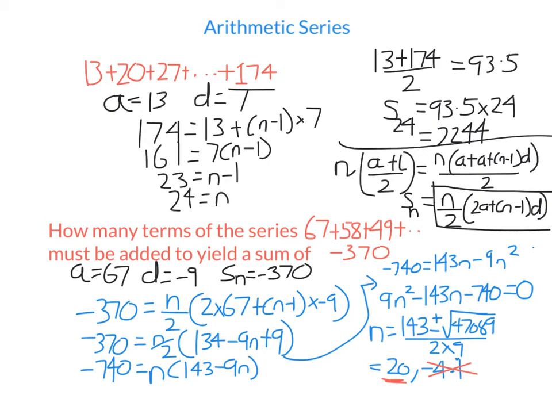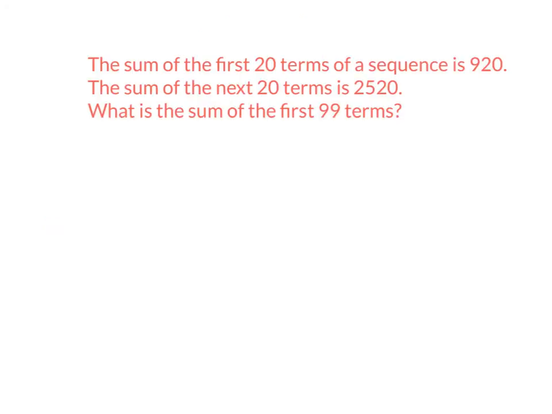All right, let's look at one more question involving arithmetic series. So here we're told the sum of the first 20 terms is 920, sum of the next 20 terms is 2520. What is the sum of the first 99 terms? So we want to find S99. So that will be equal to n over 2 times 2a plus n minus 1 times d.